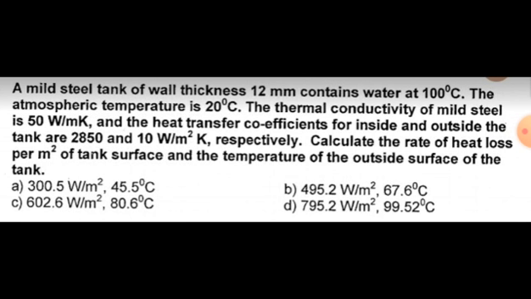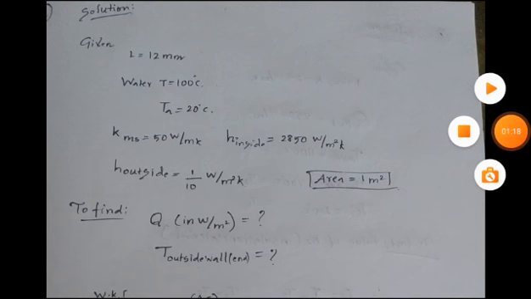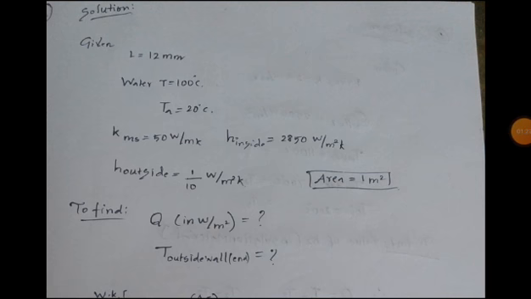Calculate the rate of heat loss per meter square of tank surface and the temperature of the outside surface of the tank. Okay, we have to find the heat loss per meter square and outside surface temperature of the tank. I have solved this question. I will show you the answer now. Okay, now you can see the answer on the screen.